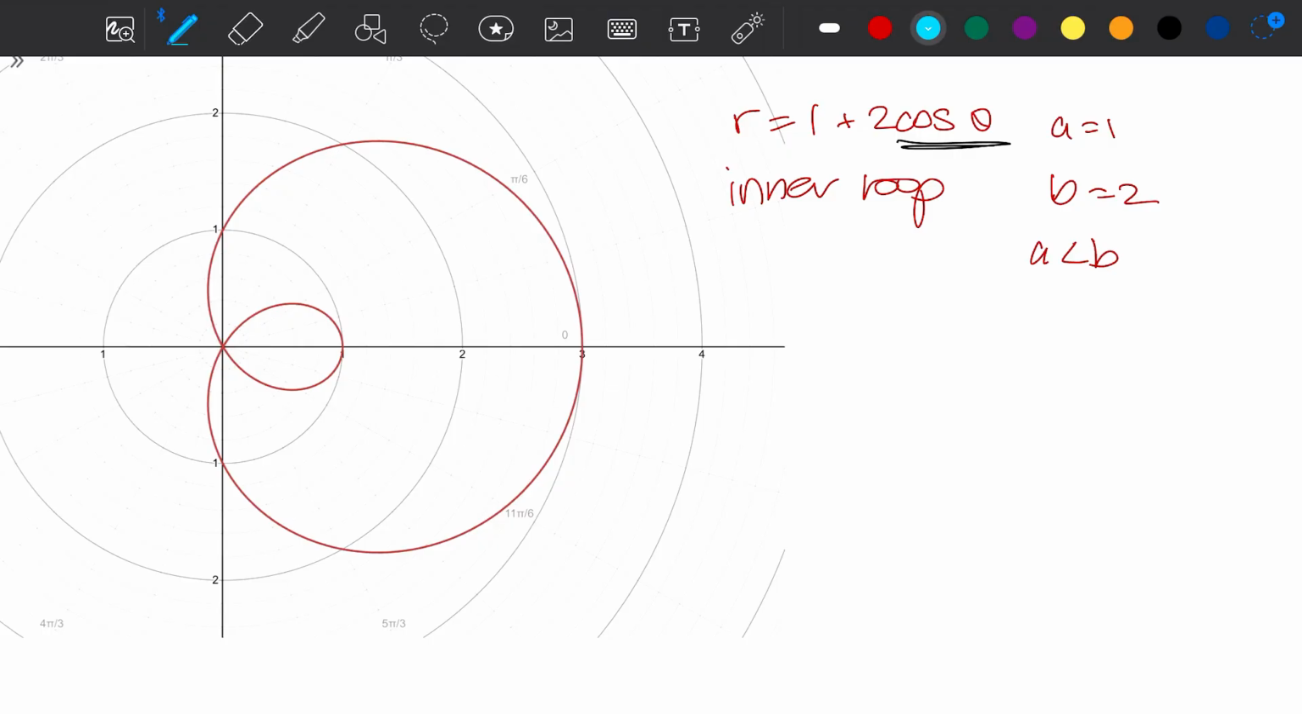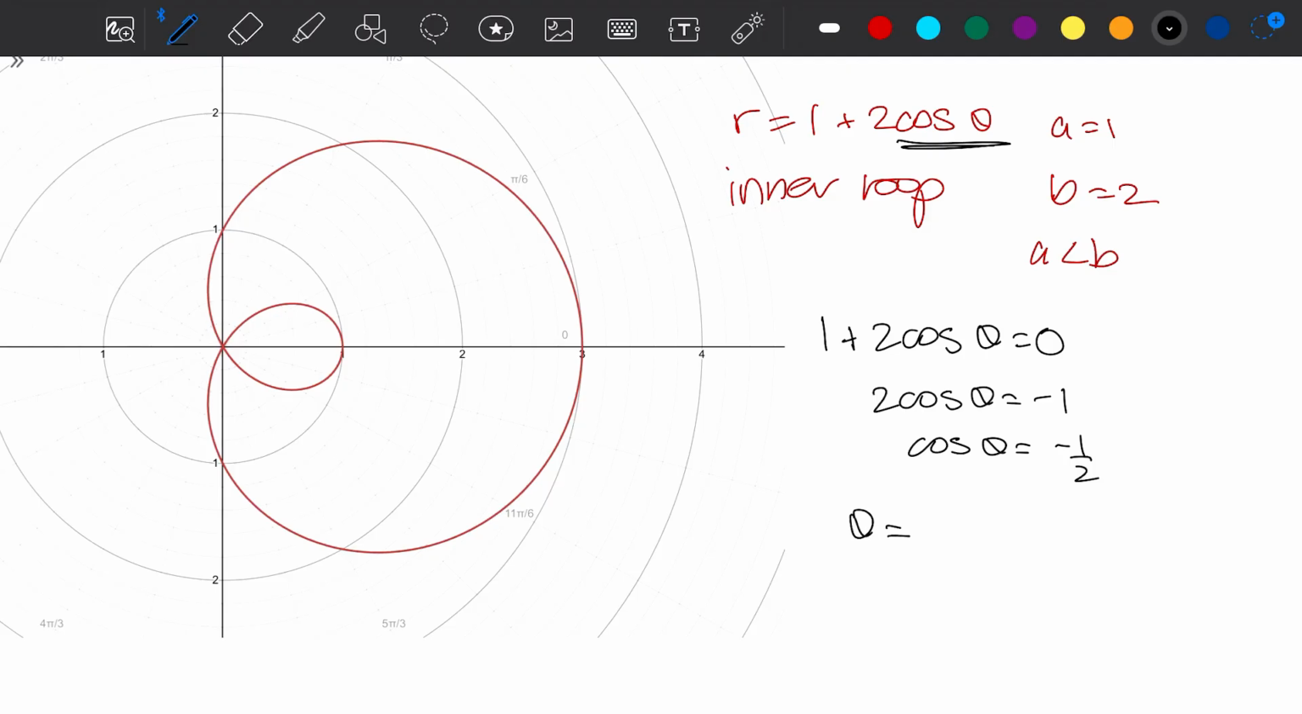Okay. So what you're going to look at now is we're going to find the tangents at the pole, because that's how you're going to figure out what your theta 1 and theta 2 are. You're going to go 1 plus 2 cosine theta equals 0, 2 cosine theta equals negative 1, cosine theta equals negative 1/2. Now, for cosine theta to be negative 1/2, theta is going to need to be 2 pi over 3 and 4 pi over 3. So these are your two tangents at the pole, and what that means is that's going to be the place where it's going to loop back in.